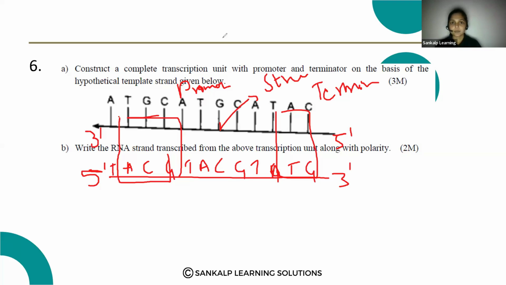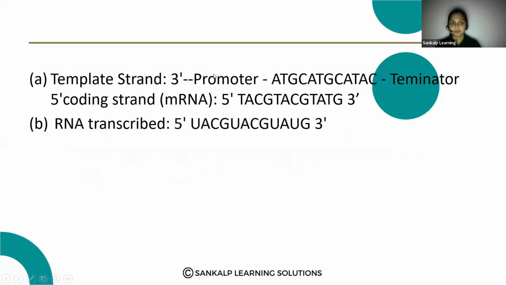Look at how the transcription unit is. So at the 3' end the promoter will be there, and at the 5' end the terminator will be there. So at the 3' end the promoter will be there, and at the 5' end the terminator will be there.